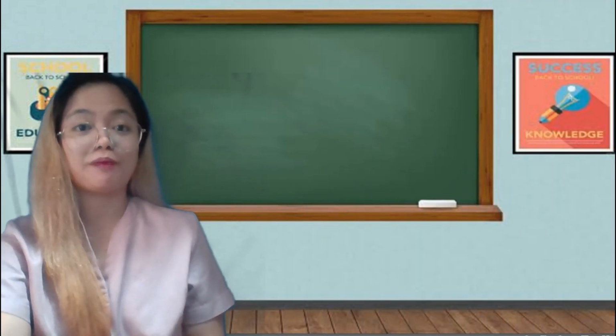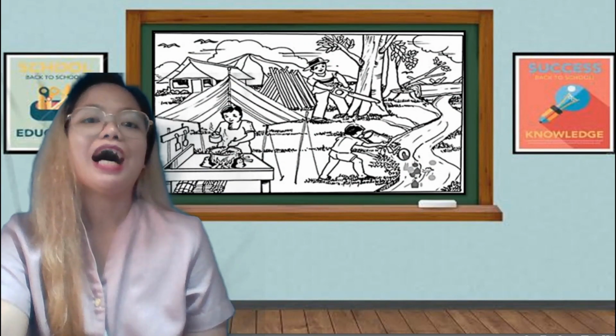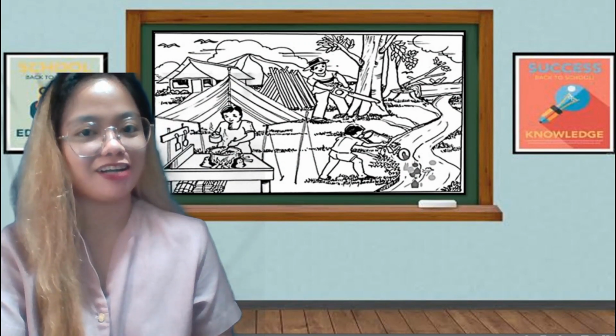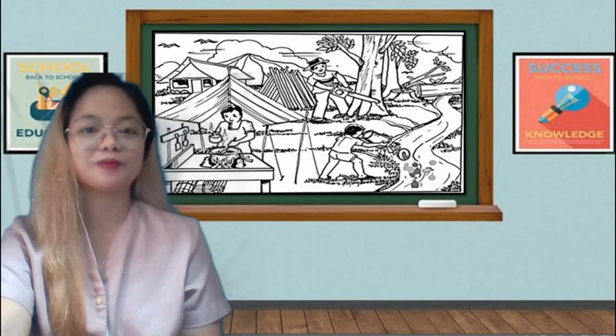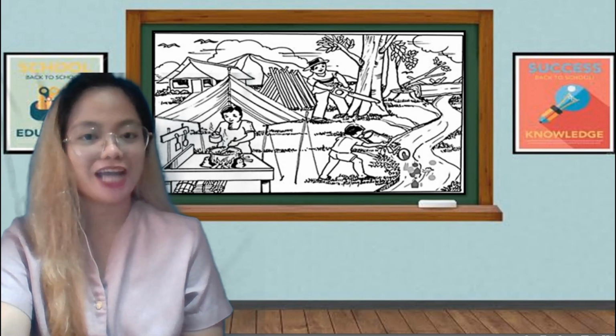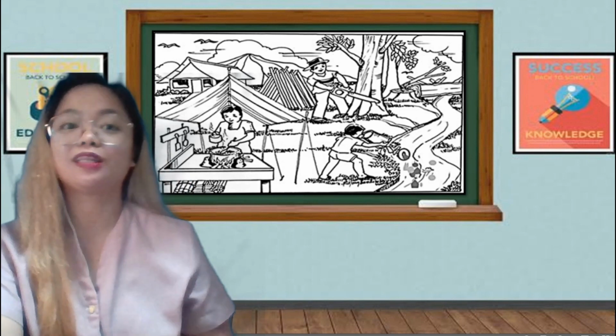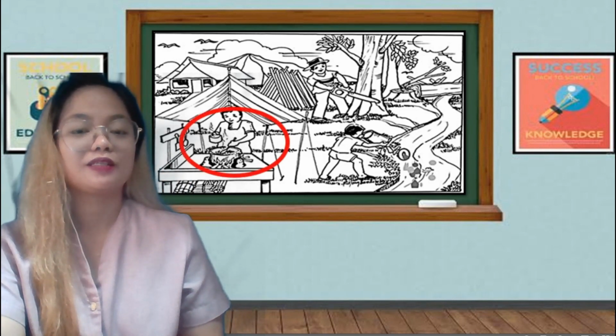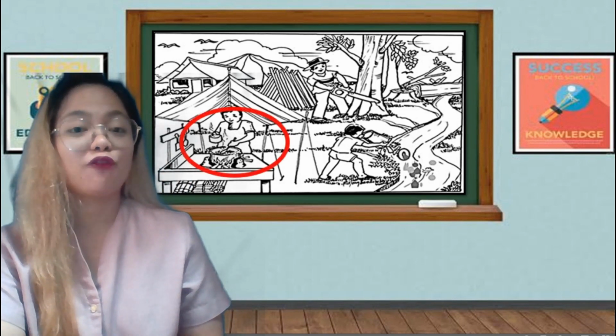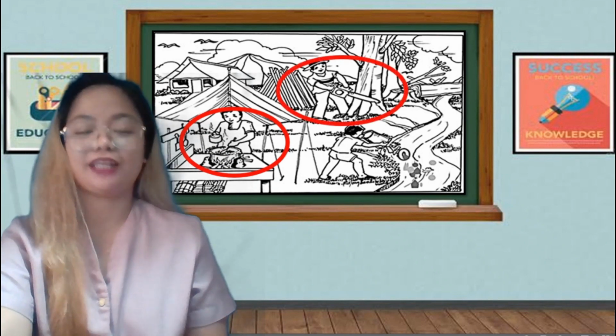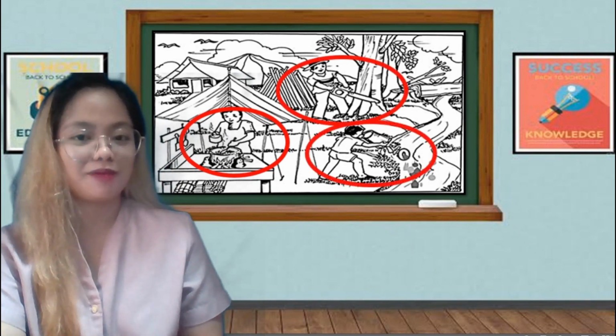Let us observe the pictures on the board. How many changes in the materials are there on the picture? Correct. So we have 3 changes in the materials. So what are those? Cooking of food, cutting of trees, and throwing garbages.